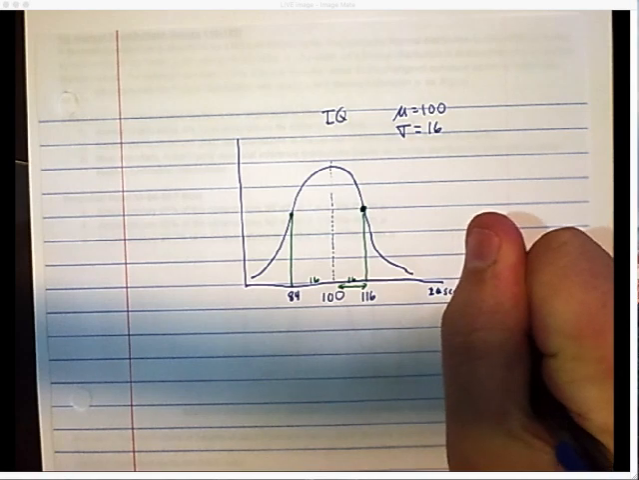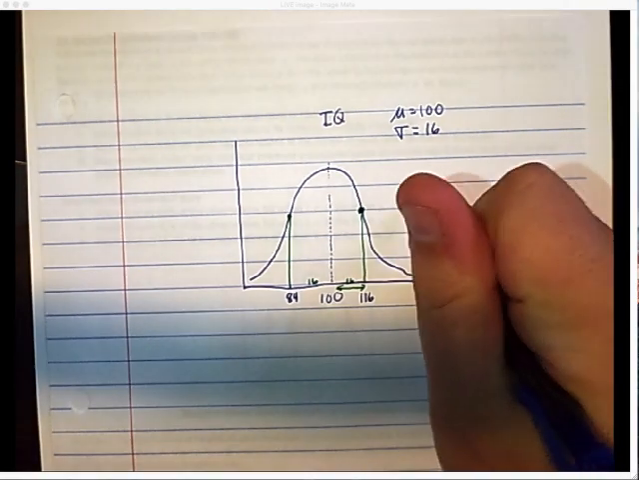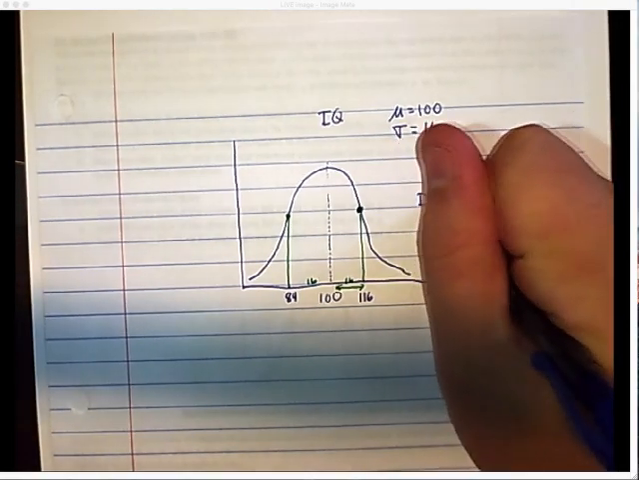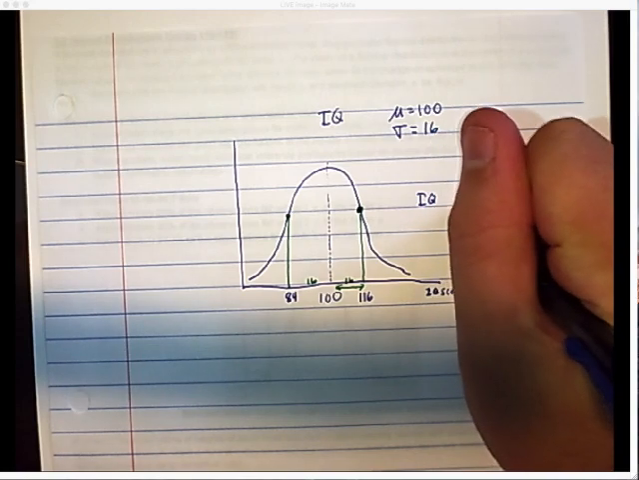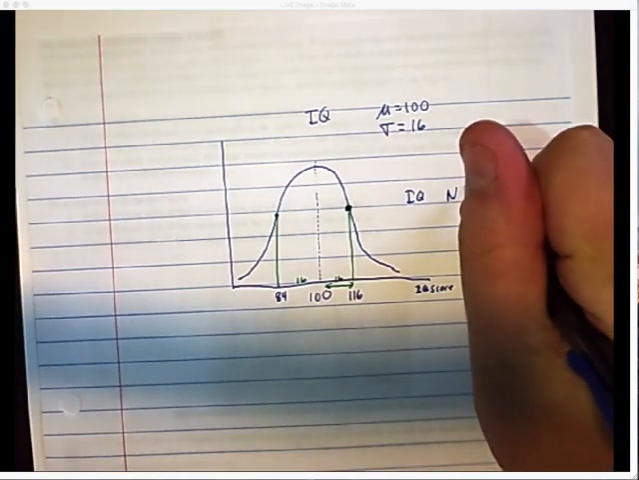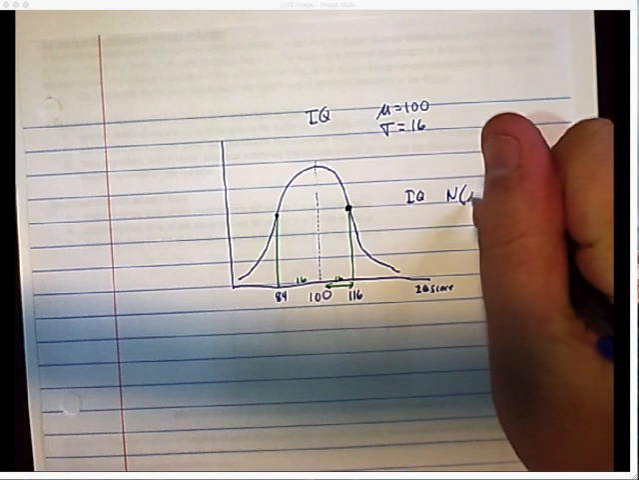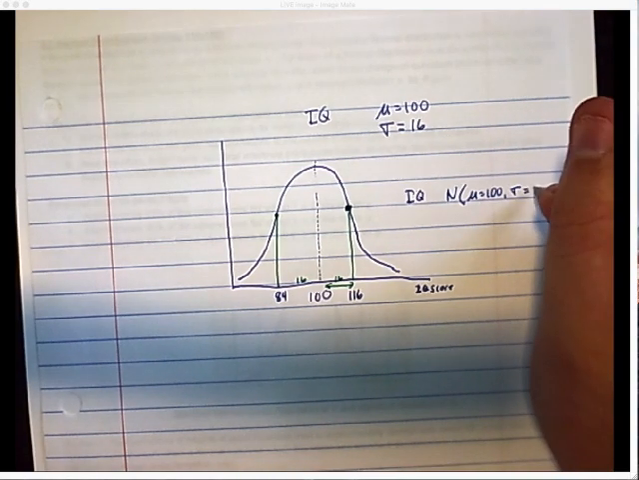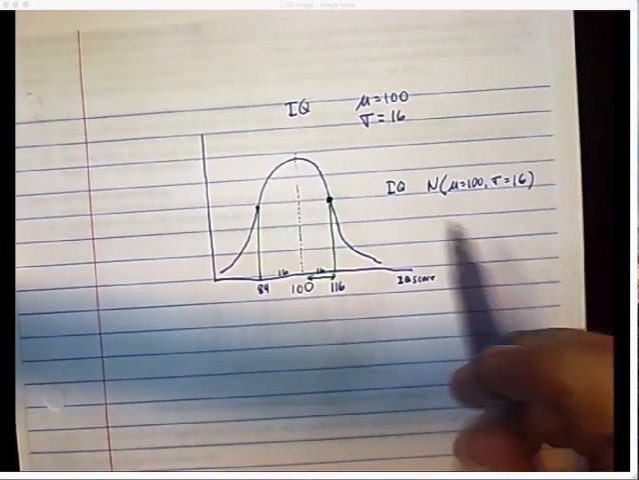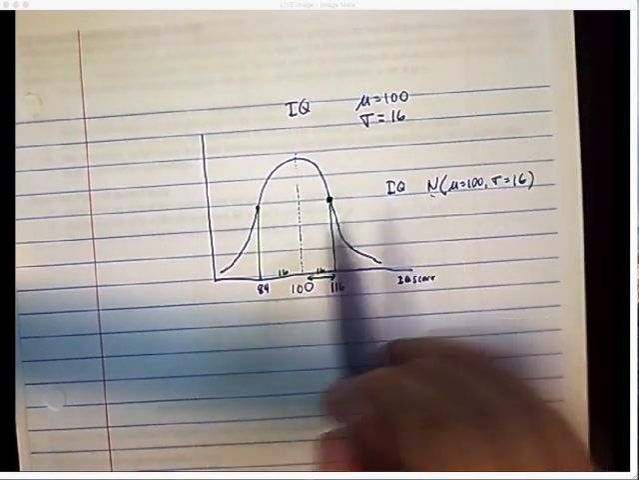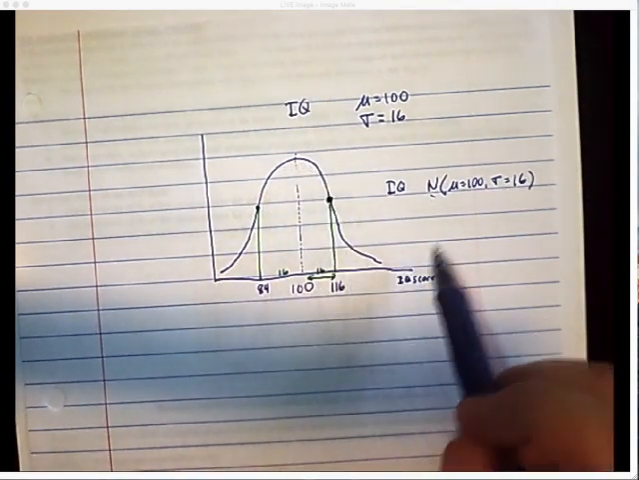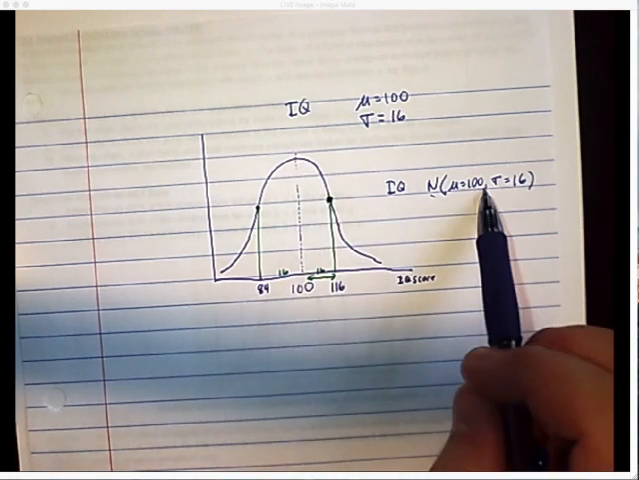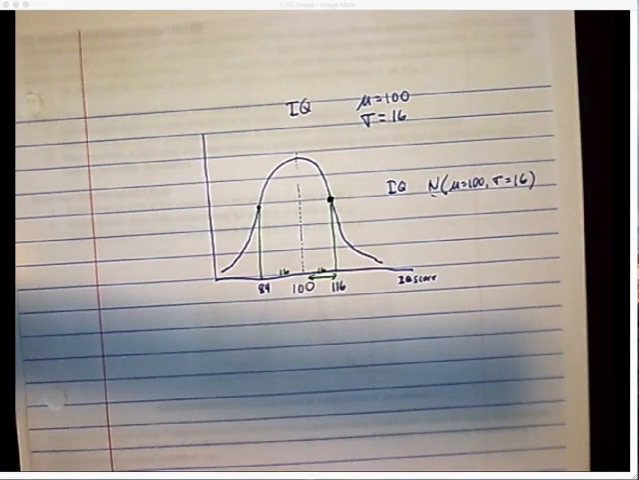And the way we would abbreviate this, we would say IQ is a normal distribution, so we would write a capital N, and then we would tell the reader that the mean is 100 and the standard deviation is 16. That communicates to the reader that this is a normal distribution with a center point of 100 and a spread of 16.